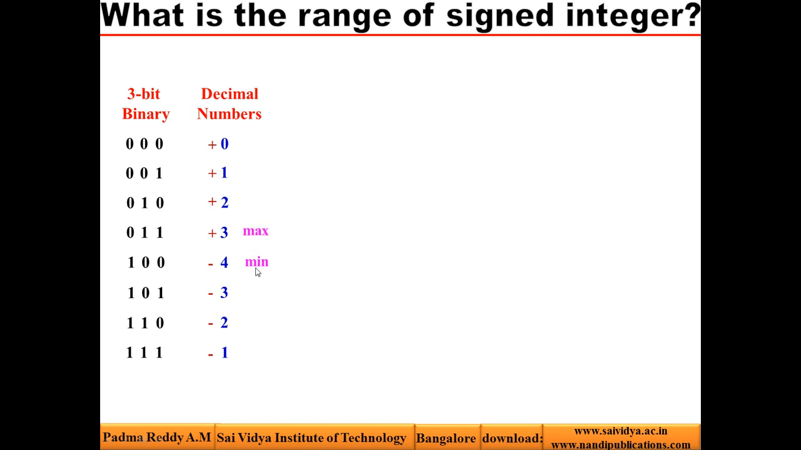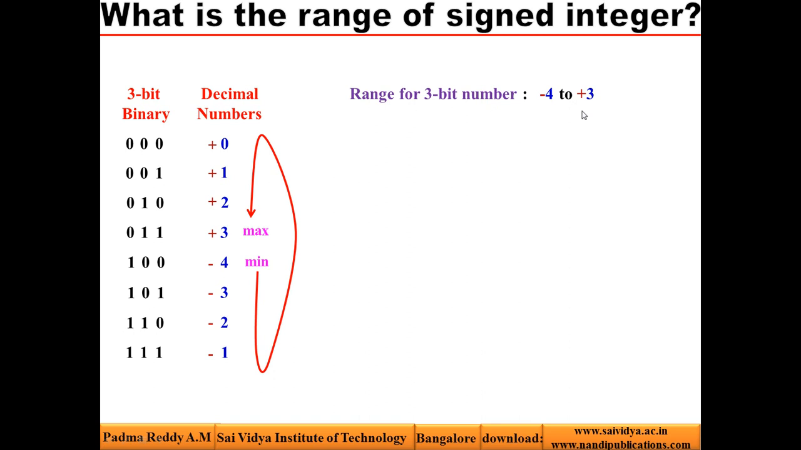So this is the minimum number and this is the maximum number. Now we know what is the range. We start from here, we go like this. It ranges from minus 4, it goes up to plus 3. Now tell me what is the range for a 3-bit number. Range for a 3-bit number will be minus 4 to what? Plus 3. This is minus 4, this is plus 3.